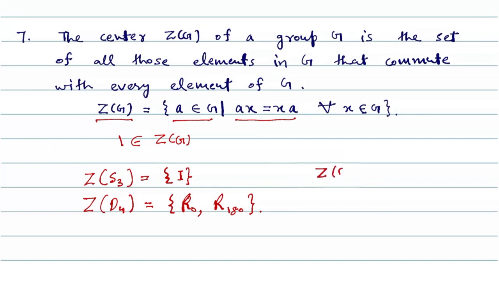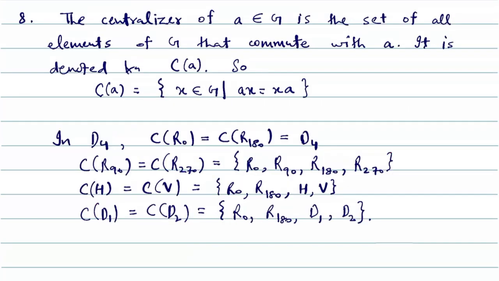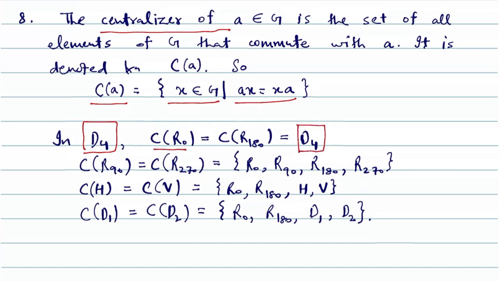The center of a group is always a subgroup of G. The centralizer of an element A in G, denoted as C(A), is the set of all those elements in G which commute with A. As an example, if we take the dihedral group of order 8, then the centralizer of R0 is the complete group D4.